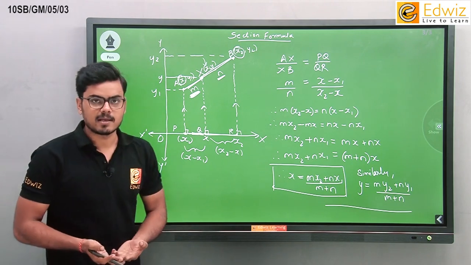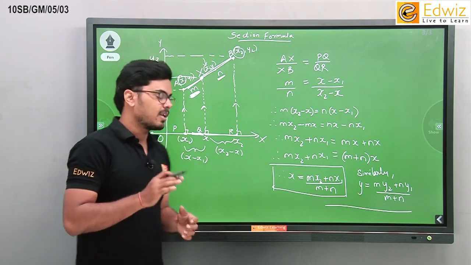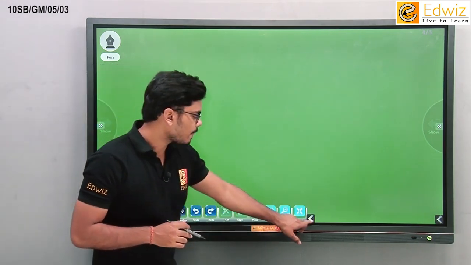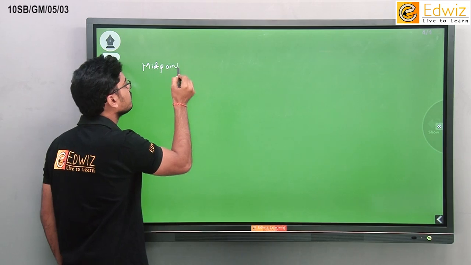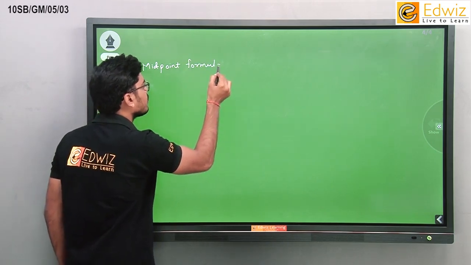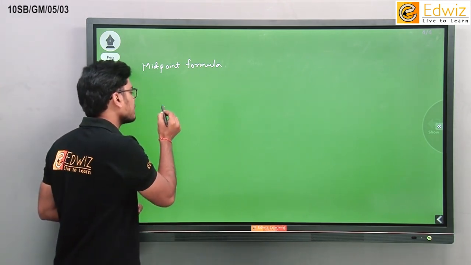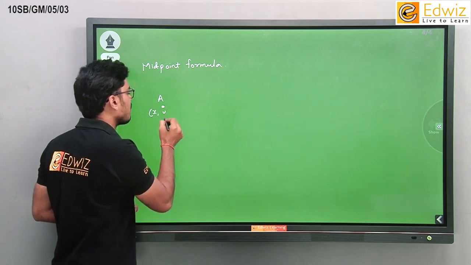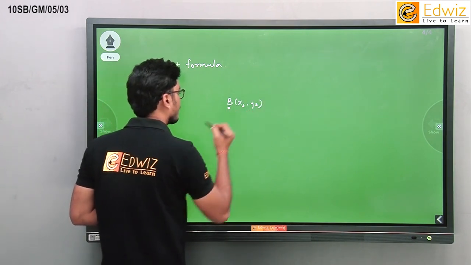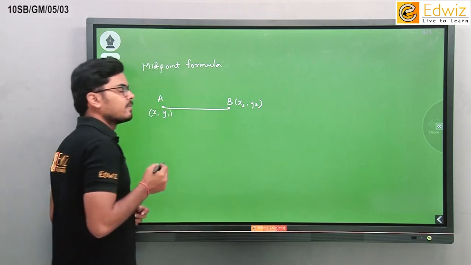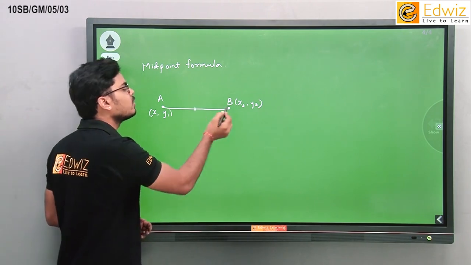Now there are two more formulas derived from the section formula itself, that we are going to use in the next exercise. What are those formulas? Let us check. There is something called the midpoint formula. Now what is the midpoint formula? The name itself suggests that if I take two points, point A, x1 comma y1, point B, x2 comma y2, and I join this line, the midpoint formula gives us a formula to find the point which will be exactly in between the two given points.